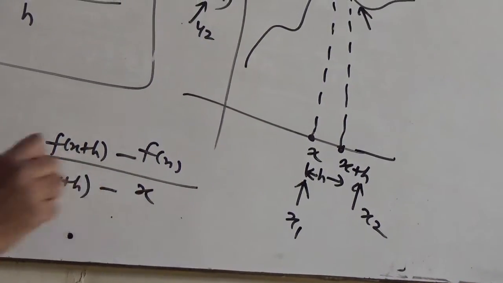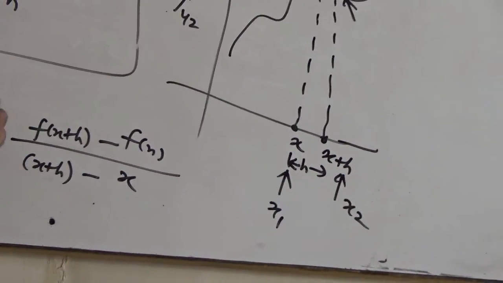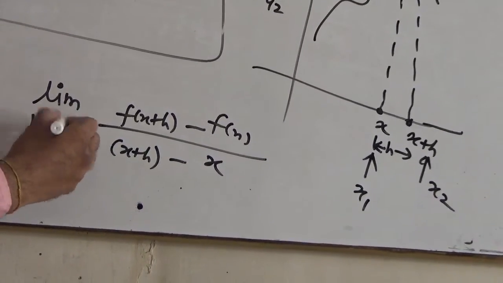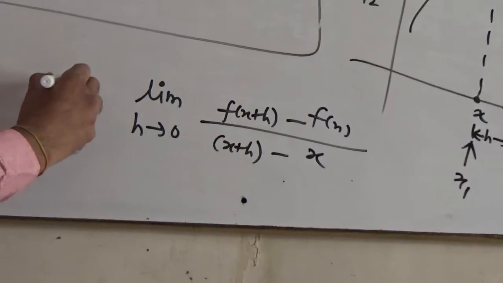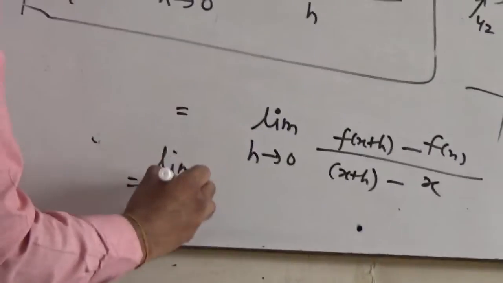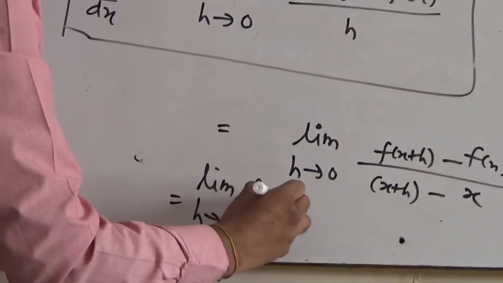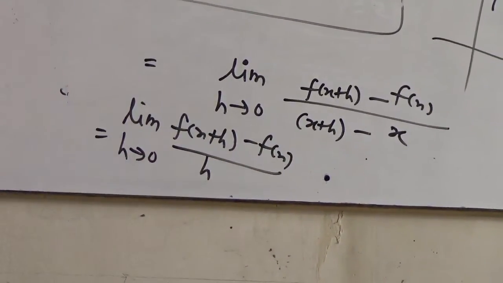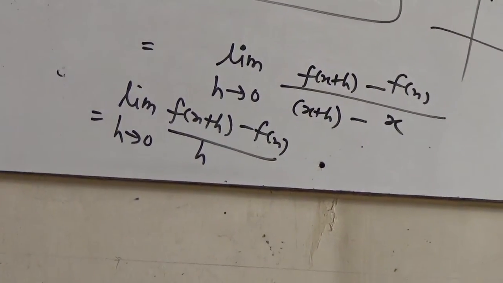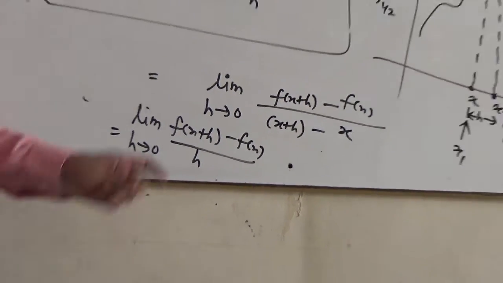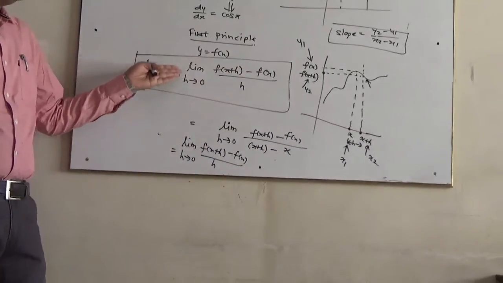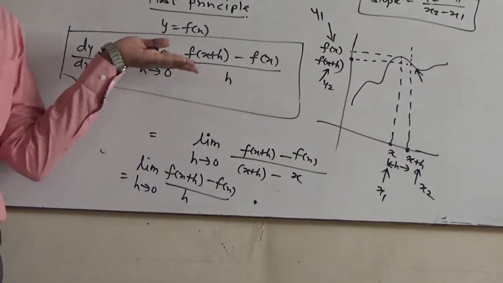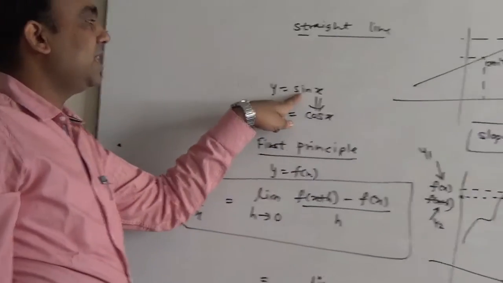Now this x and this x will get cancelled, but we should follow some limitations. The limit is h tends to 0. So we get the final result. This is limit h tends to 0 of f of x plus h minus f of x upon h. So this is the formula for the derivative by first principle. So using this formula and having the knowledge of the limits, we can find out the derivative of most of the standard functions like sin x, cos x.